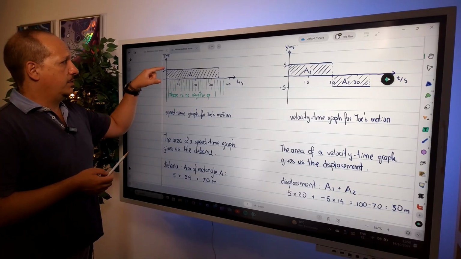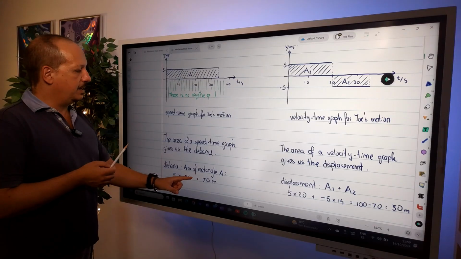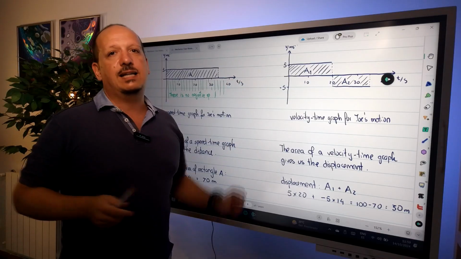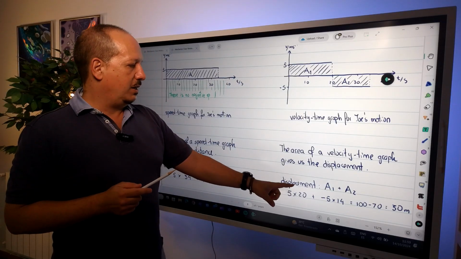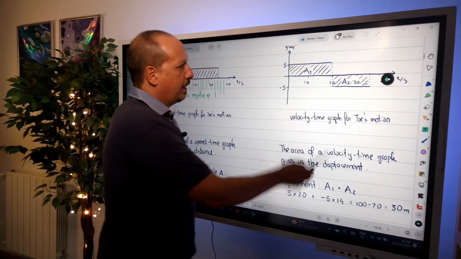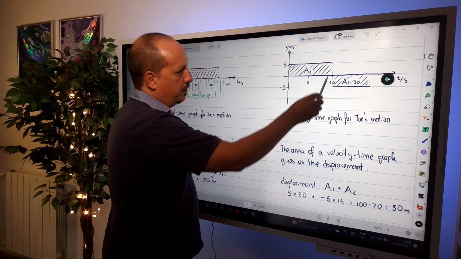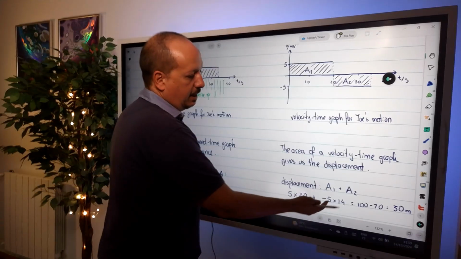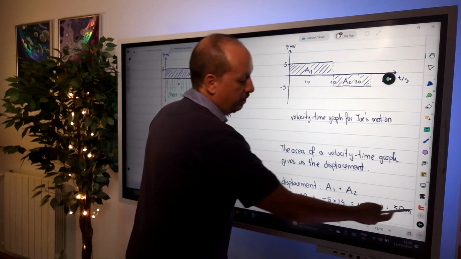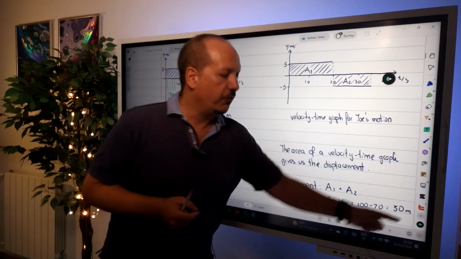In this case, you only have a rectangle, so you do the base times the height, and you would have the total of 70 meters. But here you have two rectangles, one of which is a negative rectangle, all right? So if you just apply the values that you have here on the scales of the graph, you would have for the first rectangle a positive number, but for the second rectangle, this would be minus 5 times 14, and added up to the value that you get over here, you would have the total displacement that we already saw in our previous lesson of 30 meters.